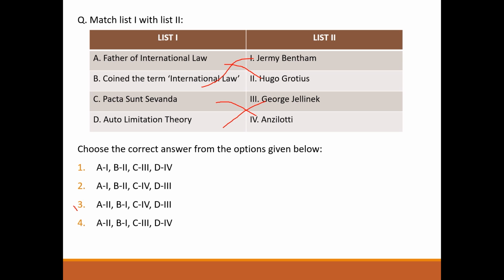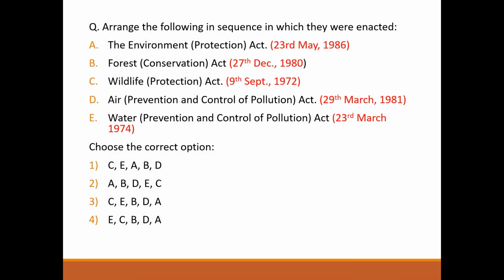Next question. Arrange the following in the sequence in which they were enacted. The Environment Protection Act, 23rd May 1986. Forest Conservation Act, 27 December 1980. Wildlife Protection Act, 9 September 1972. Air Prevention and Control of Pollution Act, 29 March 1981. Water Prevention and Control of Pollution Act, 23rd March 1974. So answer will be option number 3.